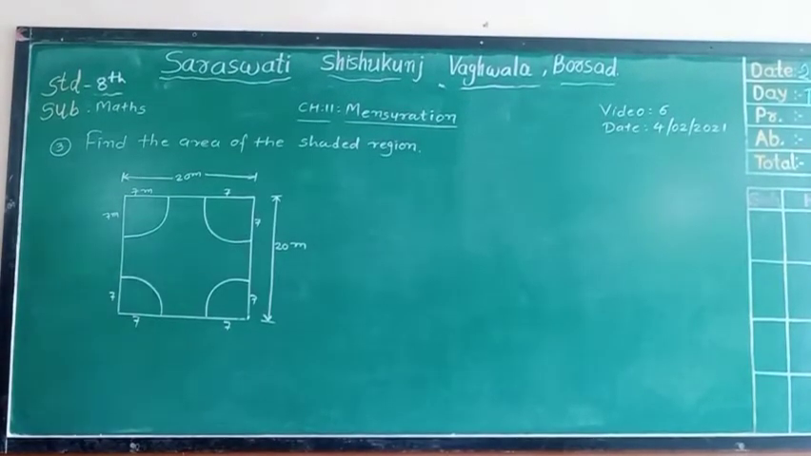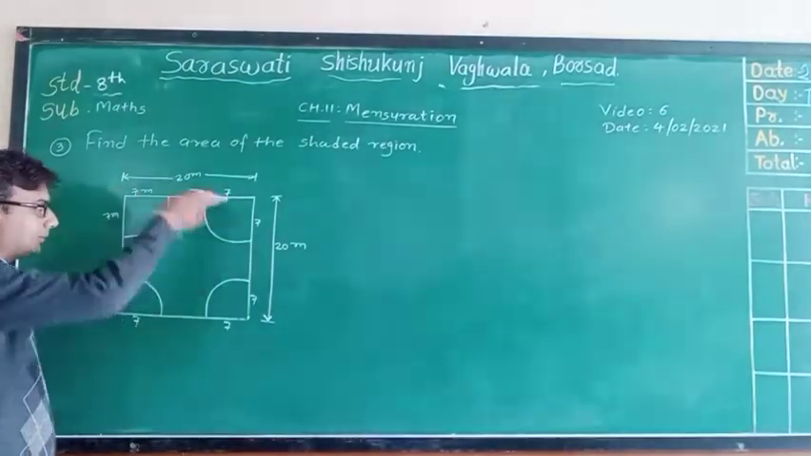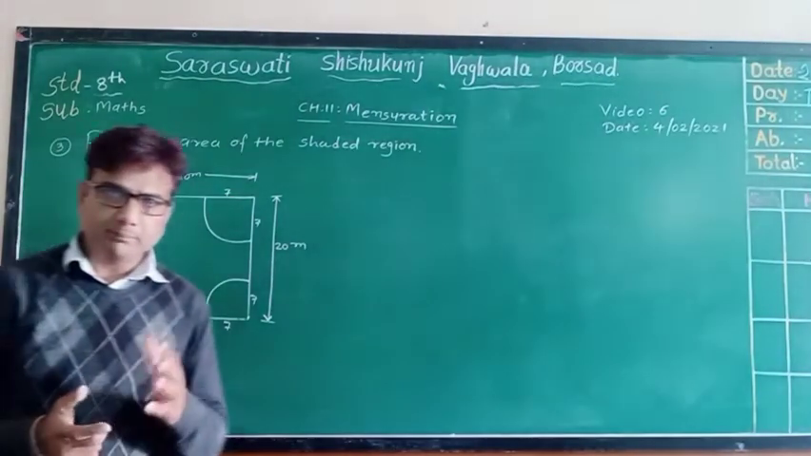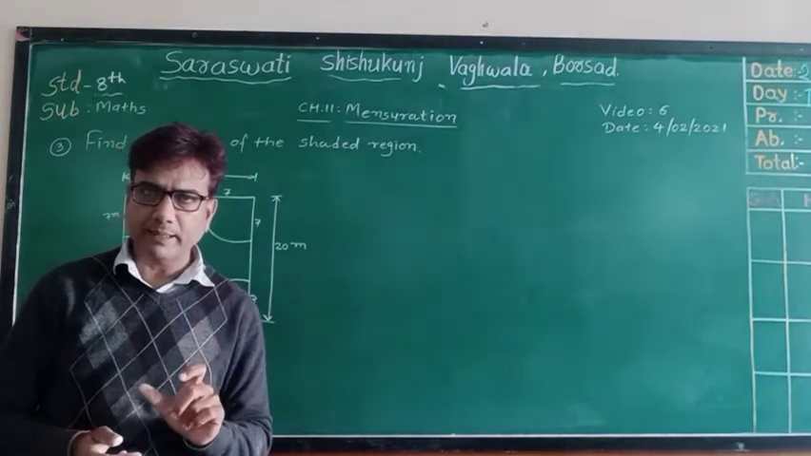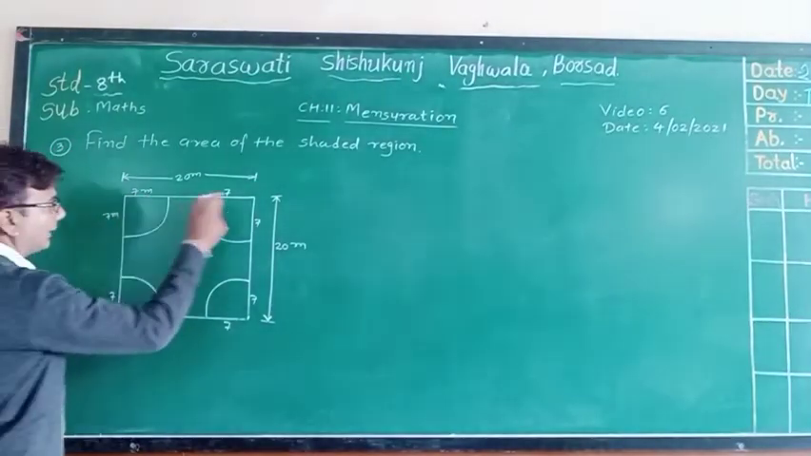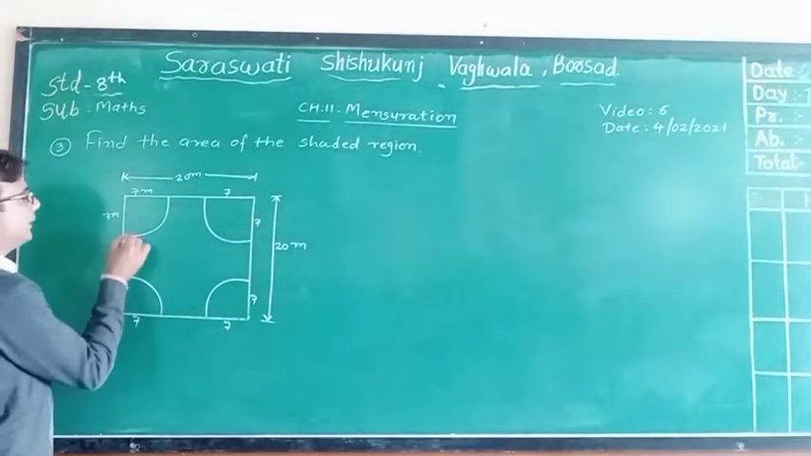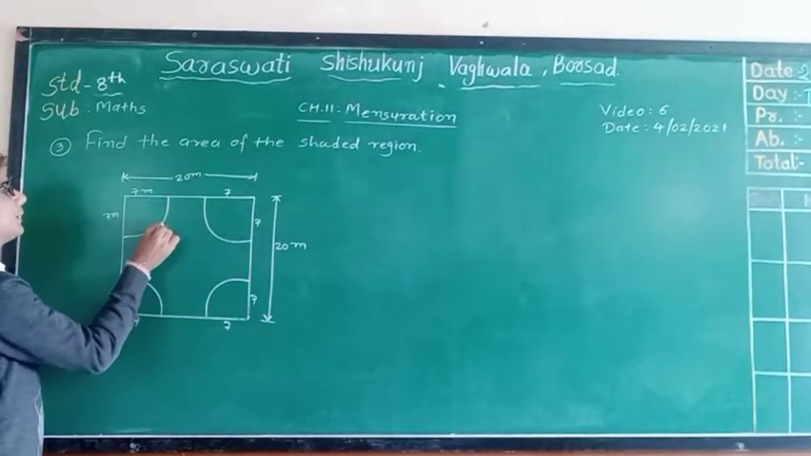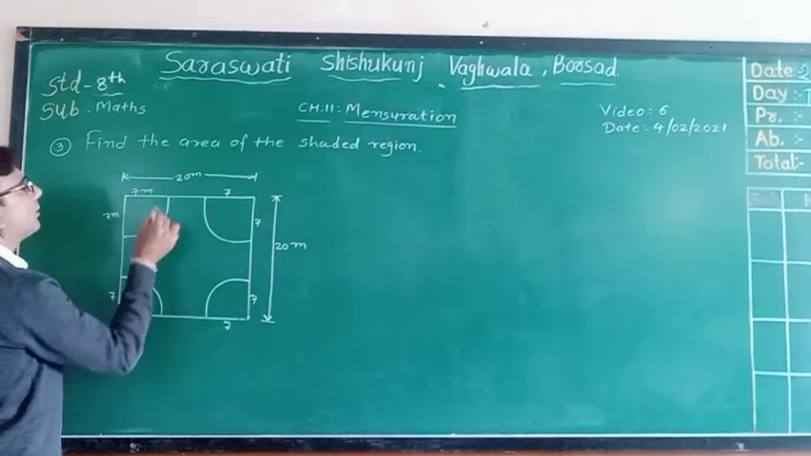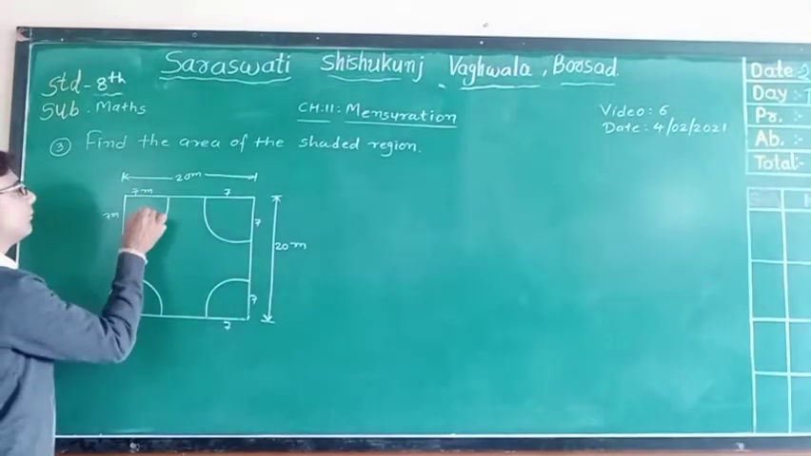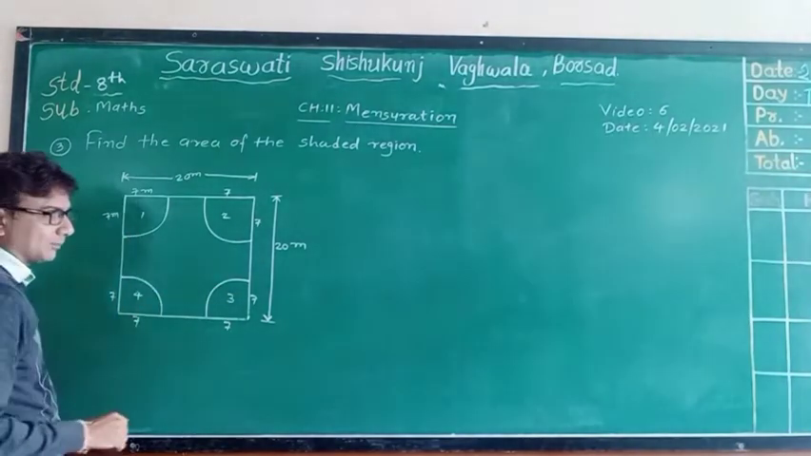Now the next sum: find the area of the shaded region. See, which type of big figure is given here? This figure is a square. Why? Because its length and breadth are both the same, so we can see this is a square. This breadth is 20 meter, this length is 20 meter, and the breadth is also 20 meter. And here we can see this four quadrant view. See, this is 1/4 part of a whole circle. That means this quadrant, first, second, third, and fourth. Four quadrant views. Okay, beta.